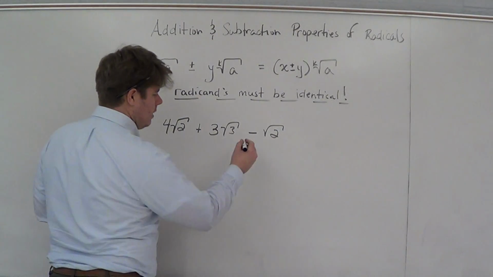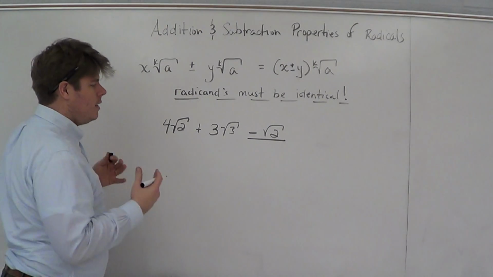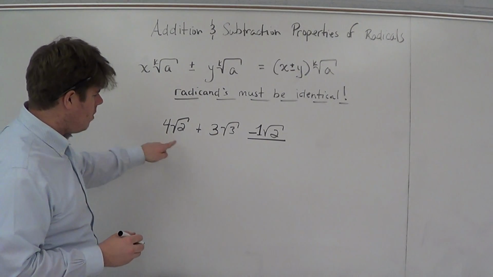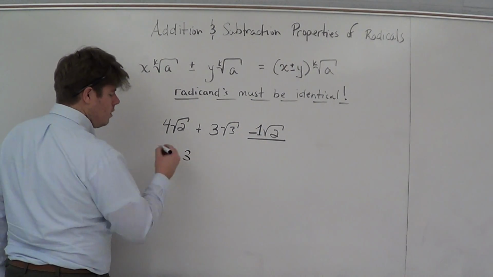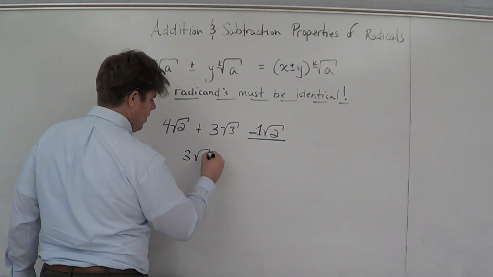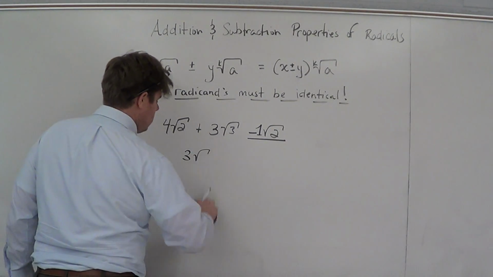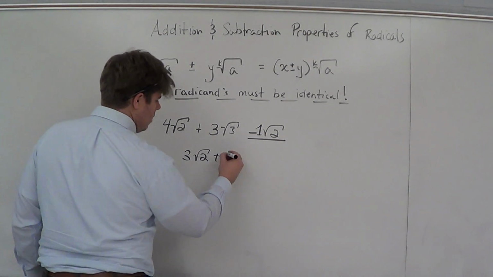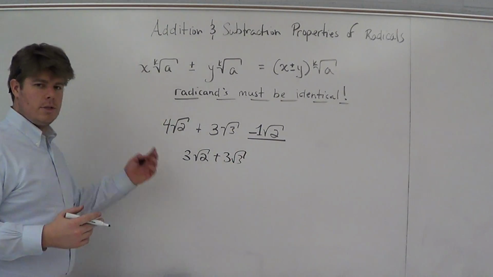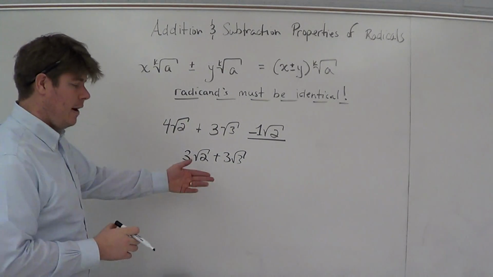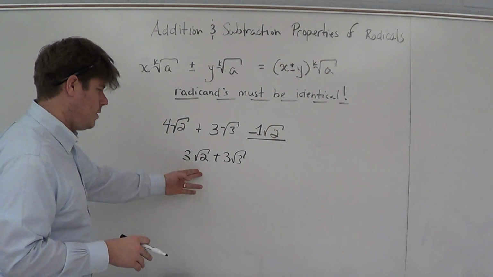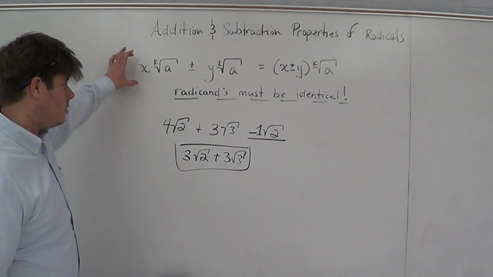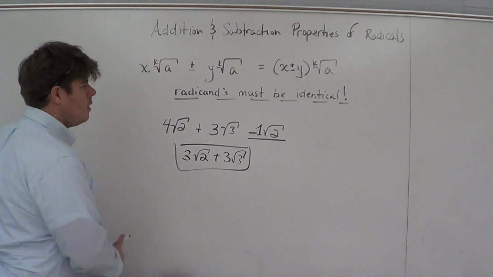However, what I do have over here is a negative root 2. Negative root 2 is kind of like a negative 1 root 2. So I can go 4 minus 1, which is 3. So I have 3 root 2 plus, in this case, 3 root 3. And that's how I'm going to leave my answer. Yes, some people would say you can factor out a 3, but I'm going to leave my answer just like this, because all I want to demonstrate is the addition property here. So on to the next one.